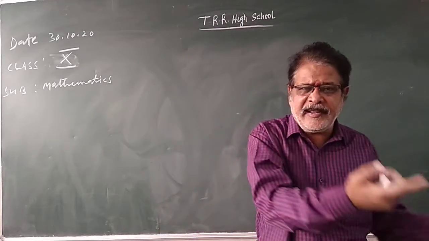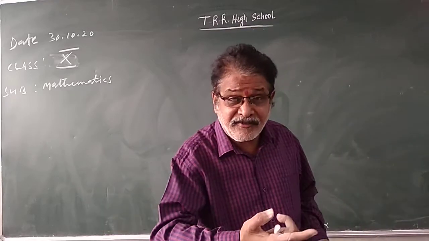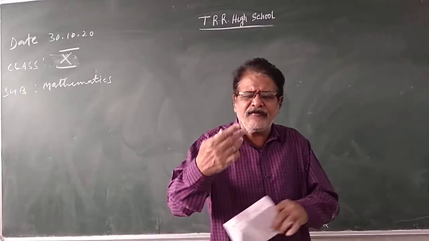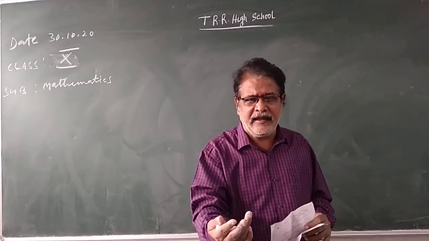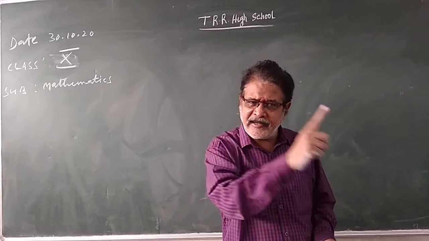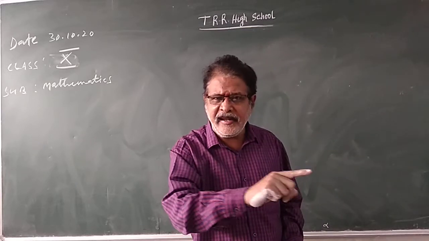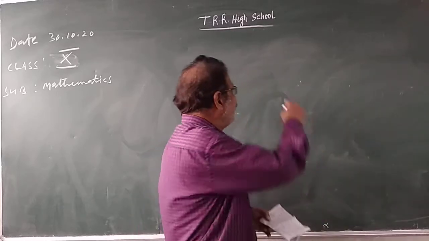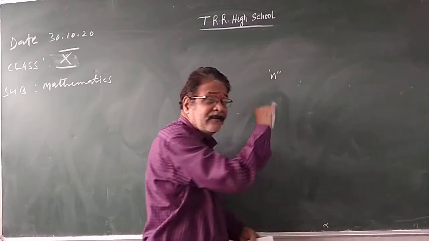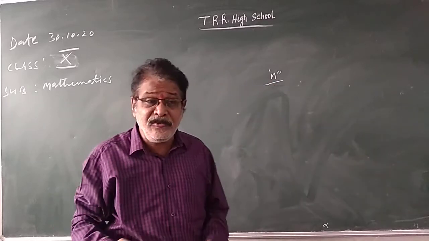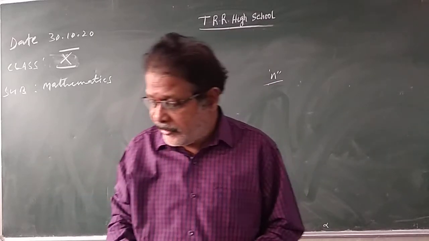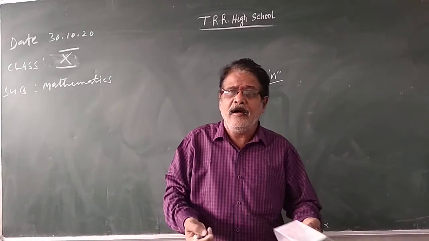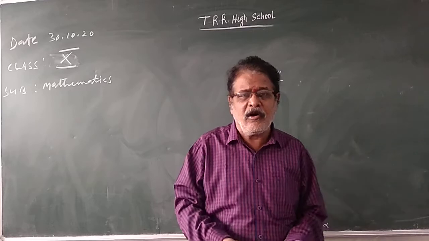3 zeros. Fourth degree, 4 zeros. As the degree is 5, 5 zeros. As the degree is 6, 6 zeros. So the number of zeros depends on its degree. In the same manner, if the degree of the polynomial is n, then it has at most n zeros.